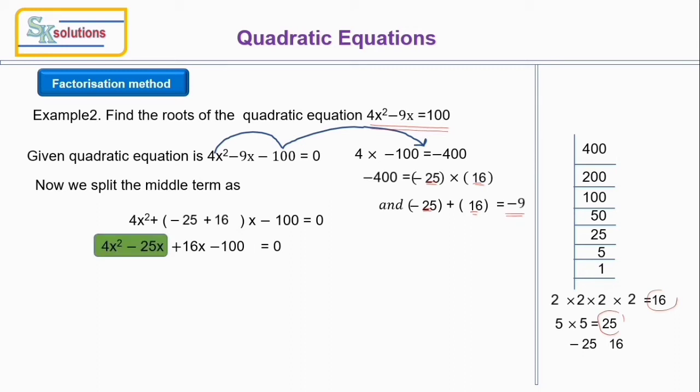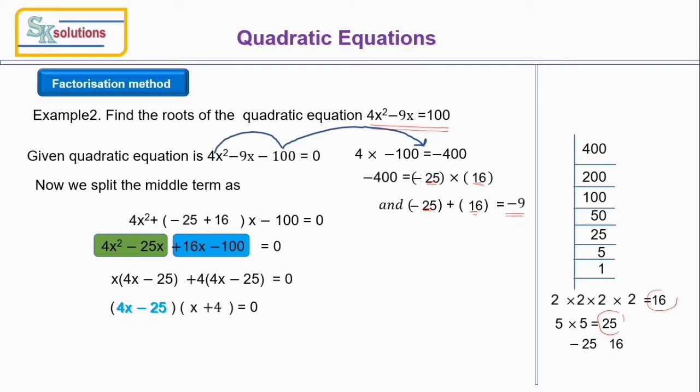We will take the common factor from the first two terms and the common factor from the last two terms. So you will get x into 4x minus 25 plus 4 into 4x minus 25 is equal to 0. Now you can see 4x minus 25 is the common factor. So that will go into the first bracket, and from the first term we get x, and from the second term we get plus 4, and the second bracket is completed. So the factors are 4x minus 25 and x plus 4.